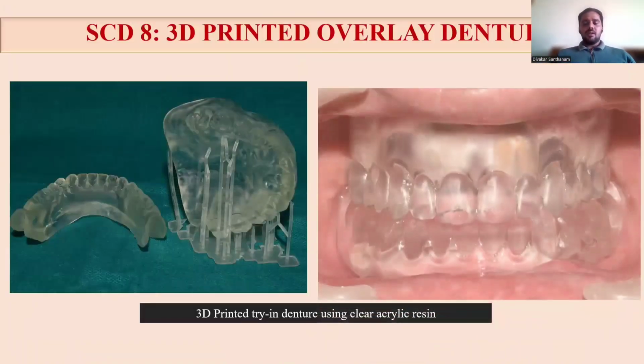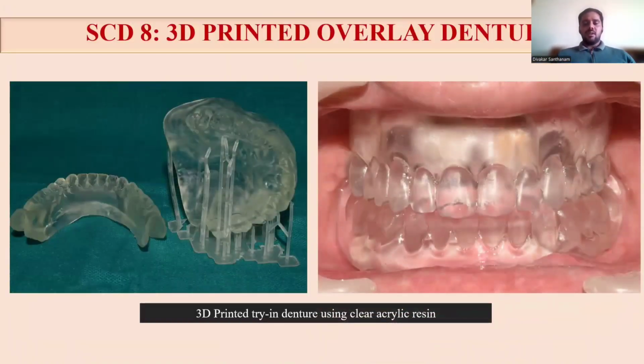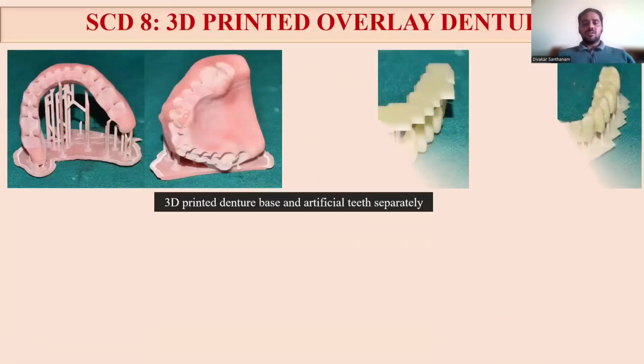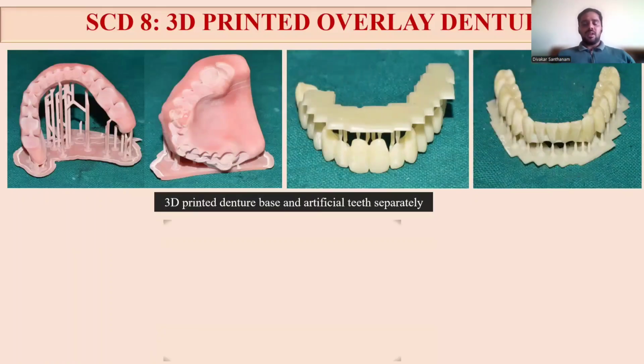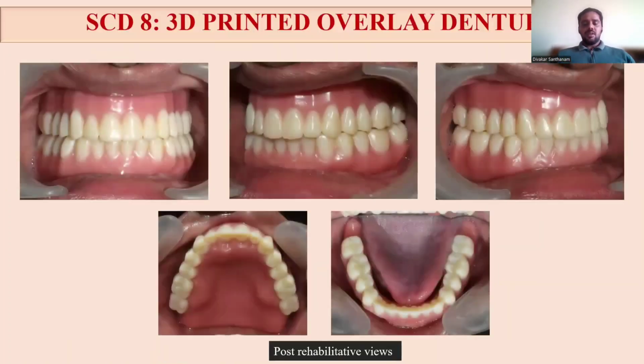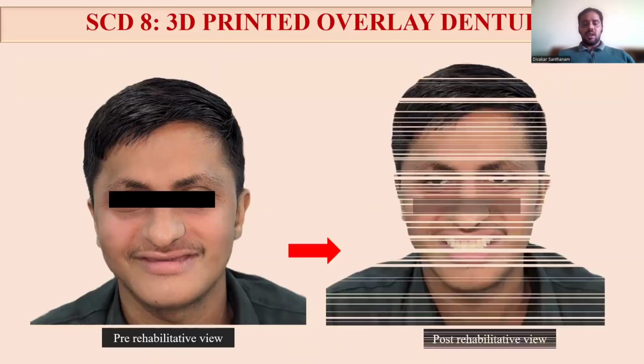After that, a trial denture was 3D printed in clear acrylic and tried in the patient for vertical dimension, occlusion, and the smile of the patient. When it was confirmed, the denture base and the teeth were separately 3D printed. Then both the denture base and teeth were trimmed and polished and bonded with each other with the help of acrylic resin. This is the post-rehabilitative view. This is the pre and post-rehabilitative view of the patient.